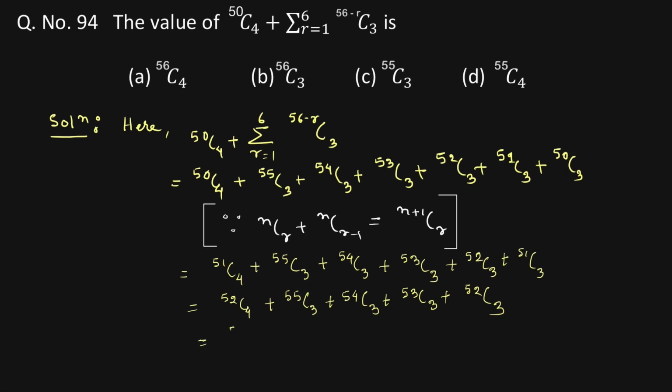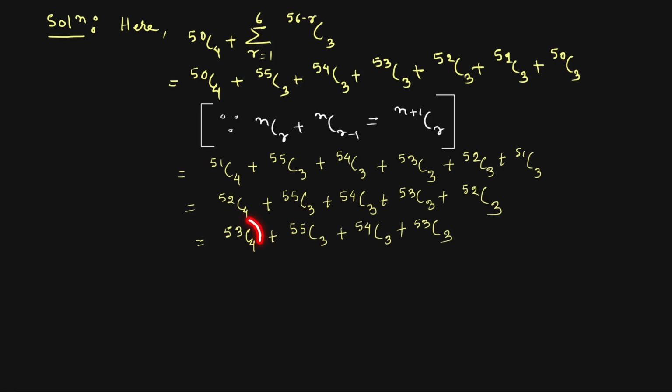And then we have 52 plus 1, that is 53C4 plus 55C3 plus 54C3 plus 53C3. So again we are going to apply same property here, which is equal to 53 plus 1, that is 54C4 plus 55C3 plus 54C3.